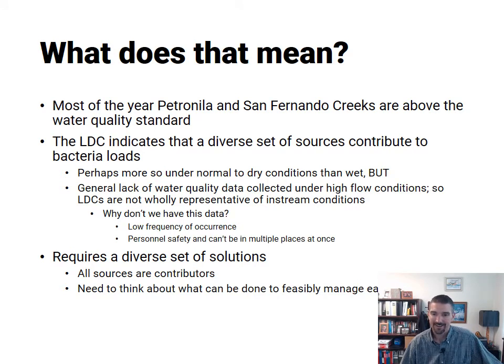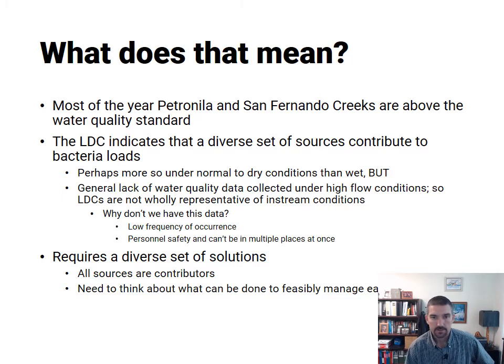I'm sorry, I got ahead of myself. One more slide. So this is just a summary of what the load reduction curves, or those LDCs, actually mean, and what they tell us. So it basically tells us that throughout the duration of the year, Petronila and San Fernando Creeks are above that water quality standard. I mean, obviously there are instances where the concentrations are below that, but on average, across the year and across all the flow conditions, those concentrations and those loads are above the allowable amount.